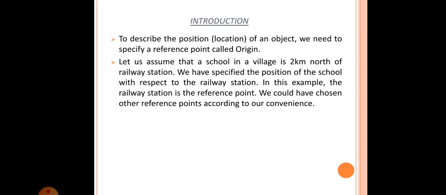For example, let us assume that a school in a village is 2 kilometers north of the railway station. So we have specified the position of the school with respect to the railway station. In this example, the railway station is the reference point. We could have chosen another reference point according to our convenience. Here we are trying to locate the school by taking the railway station as our reference point.